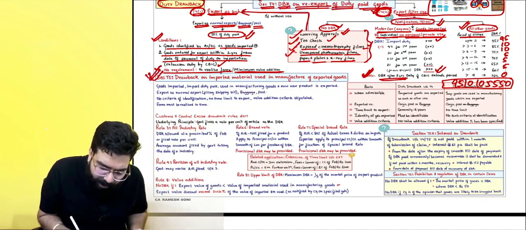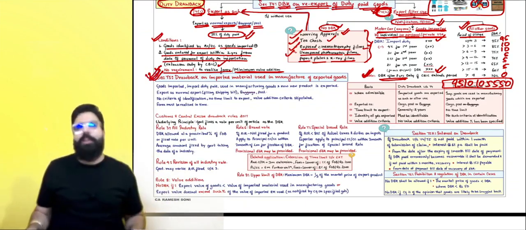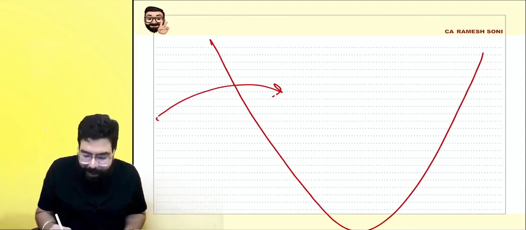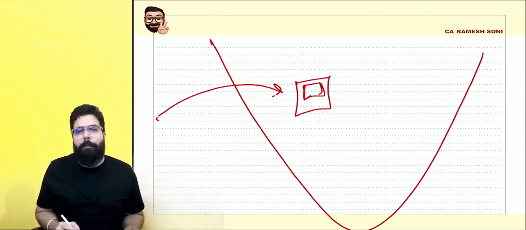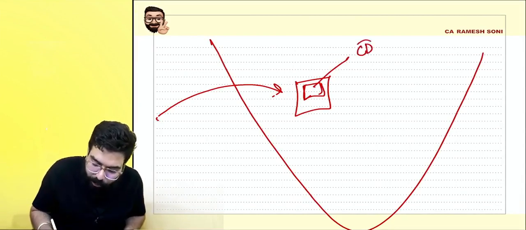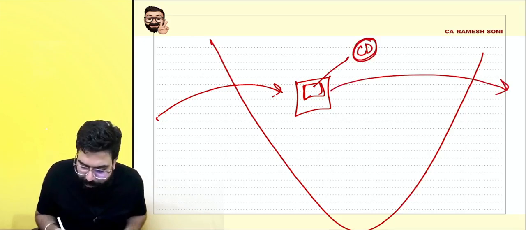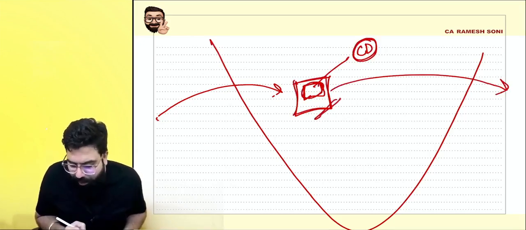Next, section number 75 talks about duty drawback on imported material used in the manufacture. For example, I imported some material. I made one mobile phone, and the screen of the mobile phone I had imported. Then whatever customs duty I had paid on the screen. Now, the screen I had imported, but I made a mobile phone. Some domestic goods are also used.